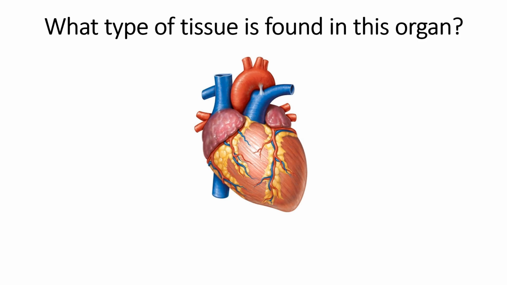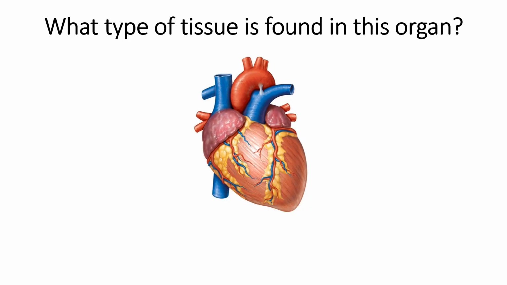Something else you'll need to be able to do for the practical, be able to look at certain organs and identify what the organ is, and then tell me what type of tissue is the predominant type of tissue you would find in that organ. So your organs will be made up of multiple types of tissue, yes, but certain organs will be predominantly one type of tissue. So for this example, what type of tissue is found in this organ? The first thing you would need to do is be able to identify that what you're looking at is the heart, right? That should be simple enough.